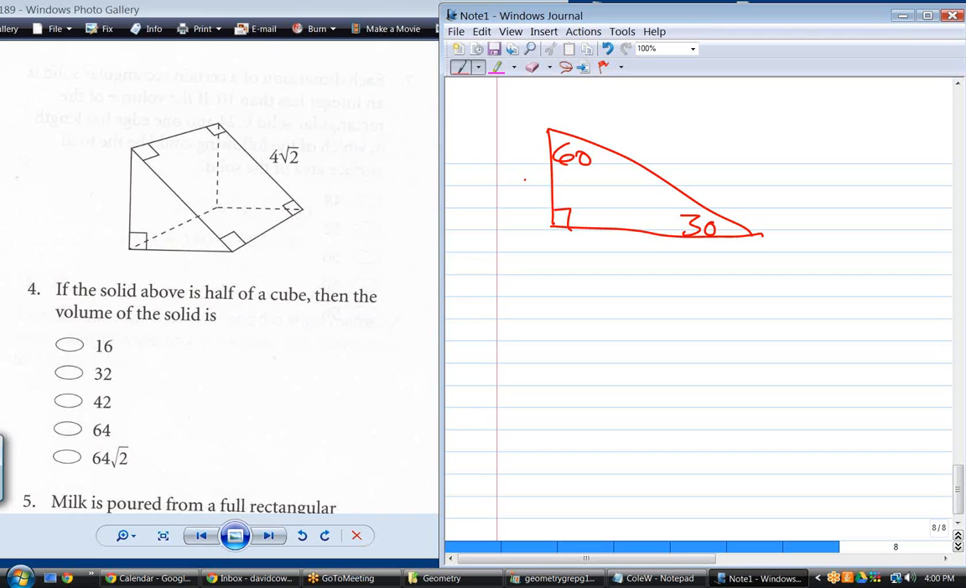I call these my unit special triangles. There's a reason I use the word unit. 1. Always. Opposite the smallest is 1. Remember the 45-45? That was 1, 1, square root of 2. So always remember in both of these that the side opposite the smallest angle is 1. Now what's opposite the 60? And this is the one that's tough to remember.